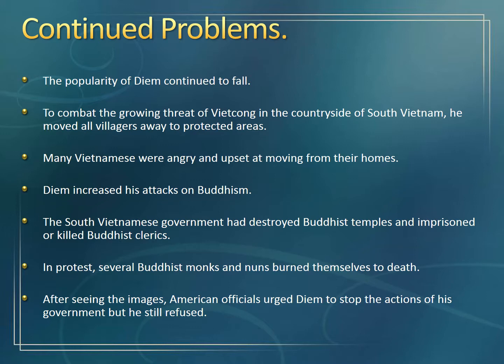Diem also increased his attacks on Buddhism. The South Vietnamese government had destroyed Buddhist temples and imprisoned or killed Buddhist clerics. So in protest of this, several Buddhist monks and nuns burned themselves to death. And there's images of these monks and nuns burning themselves in busy intersections of towns and cities in South Vietnam. After seeing these horrific images, American officials urged him, please stop what you're doing, stop these attacks, but he refused.